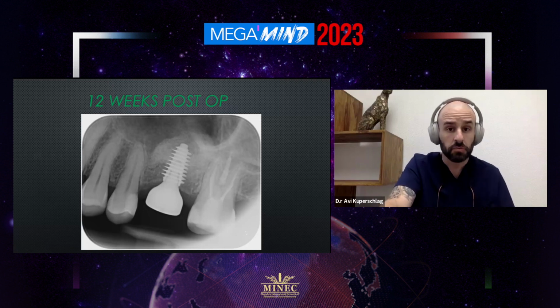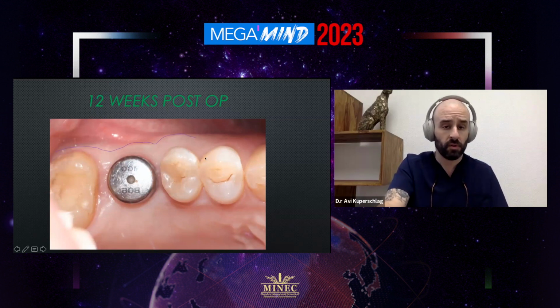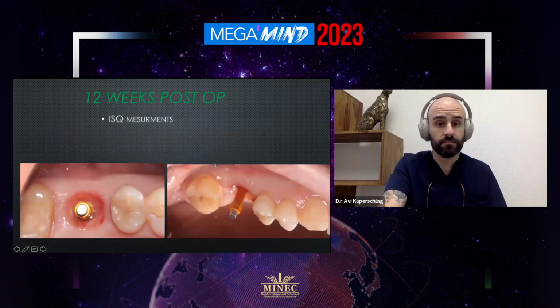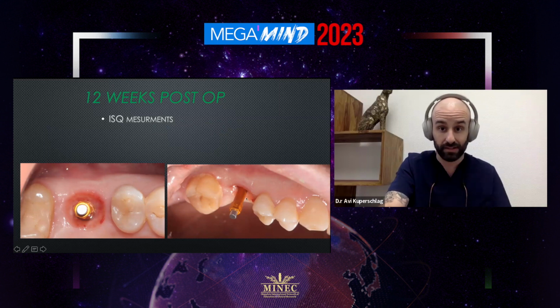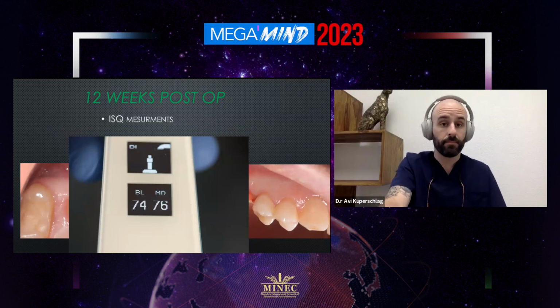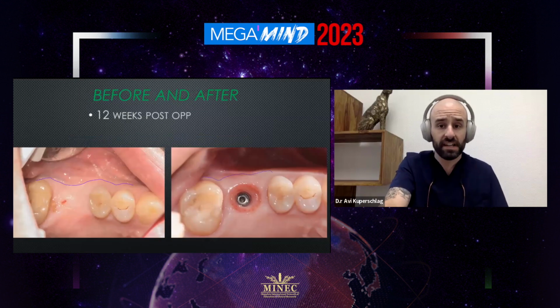I need to have an instrument to really measure it. So let's see, this is the clinical view. We have nice emergence profile. Really nice actually. And what I do now is I take the additional instrument, the ISQ, and we measure the ISQ. Here you can also evaluate the nice emergence profile. So here we have about 75. We can go on with the prosthetics, and this is only 12 weeks after the surgery, 3 months. That's it. So we take the ISQ.